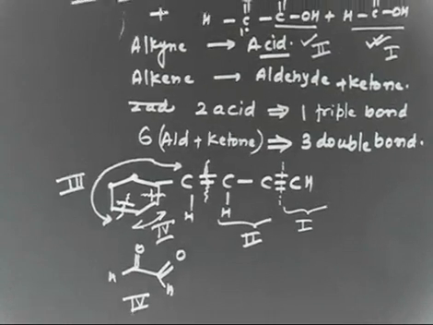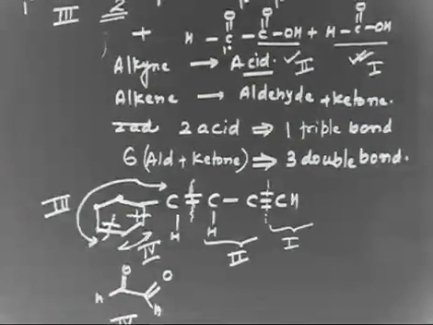Are you getting? And we said in this compound there are 6 carbonyl compounds, so I will have 3 double bonds and 2 acids, so I will have 1 triple bond. If I have 4 acids, then I will have 2 triple bonds. So the triple bond is decided by acid, because in oxidative or reductive ozonolysis acid is coming. In this case, I can say easily acid is only coming from alkyne, because reductive ozonolysis of alkene will never give acid.